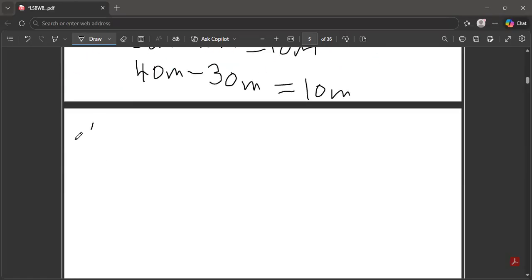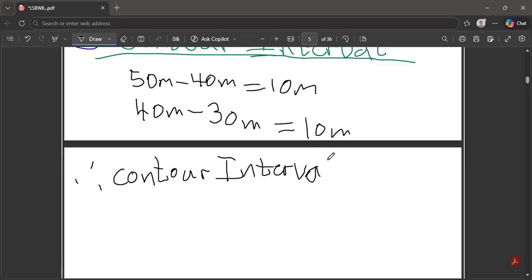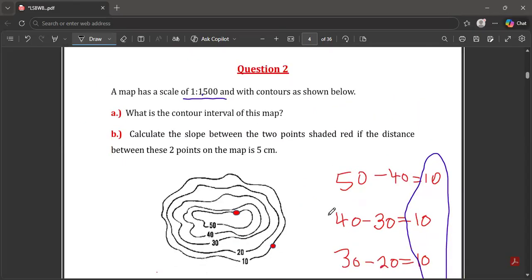So therefore we can say that our contour interval is equal to 10 meters. Exactly. Therefore, our contour interval is equal to 10 meters. So we are done solving our question 1A.